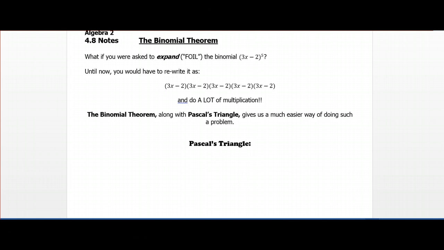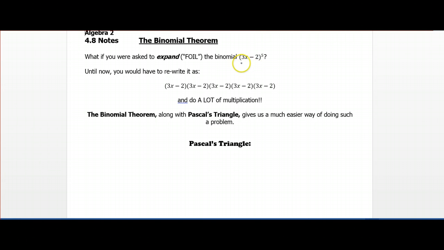to a certain power. Okay, so this theorem also has a little bit in the area of probability and statistics, a little bit of application there, but we're not really going to explore that today. We're going to look at how you use this theorem to expand binomials.